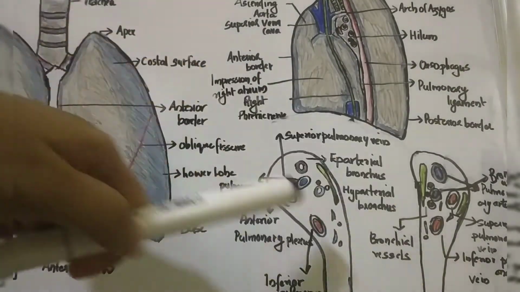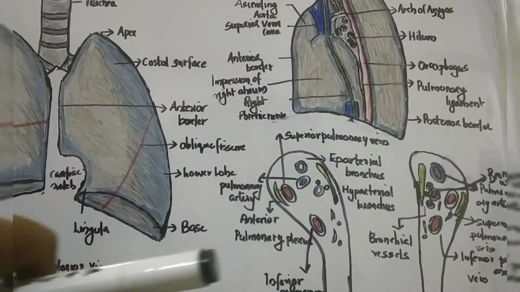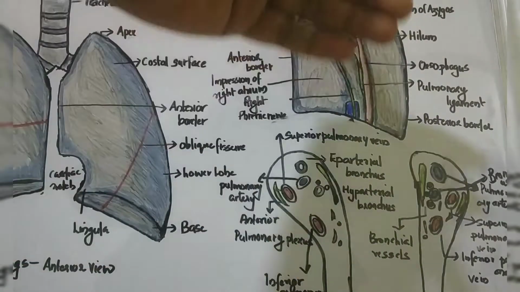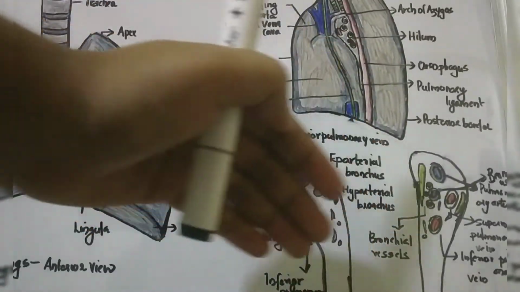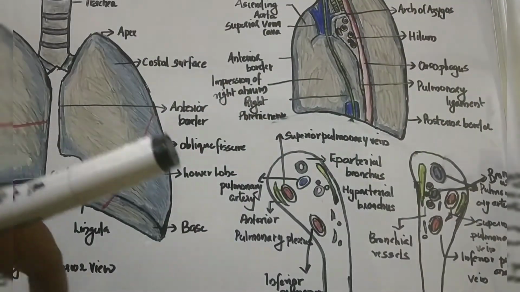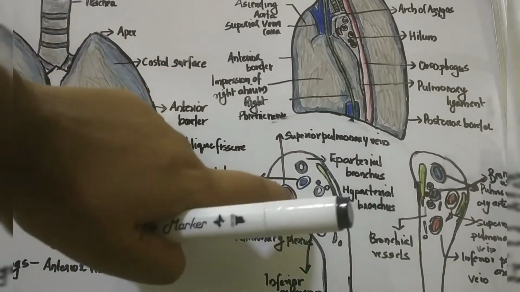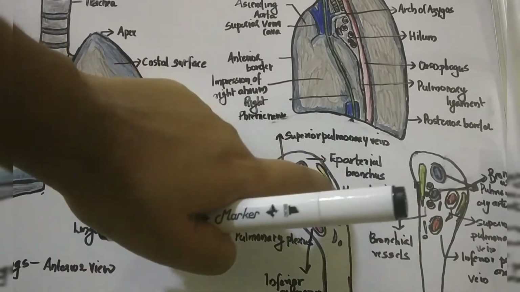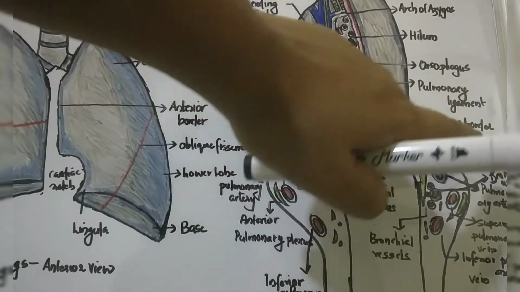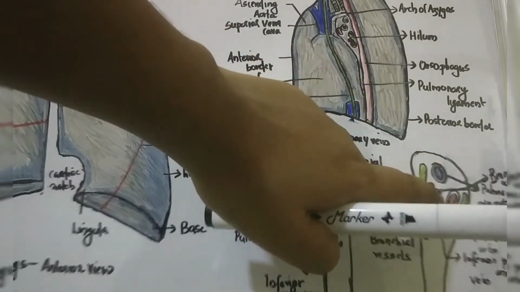So now we will discuss the arrangement of contents in both right and left root. Although the contents are similar, they are arranged in different order from above to below. But from anterior to posterior, it is similar. So from anterior to posterior, you can see the superior pulmonary vein, the pulmonary artery and also the bronchus. And similarly in the left lung also you can see the superior pulmonary vein, the pulmonary artery and also the bronchus.